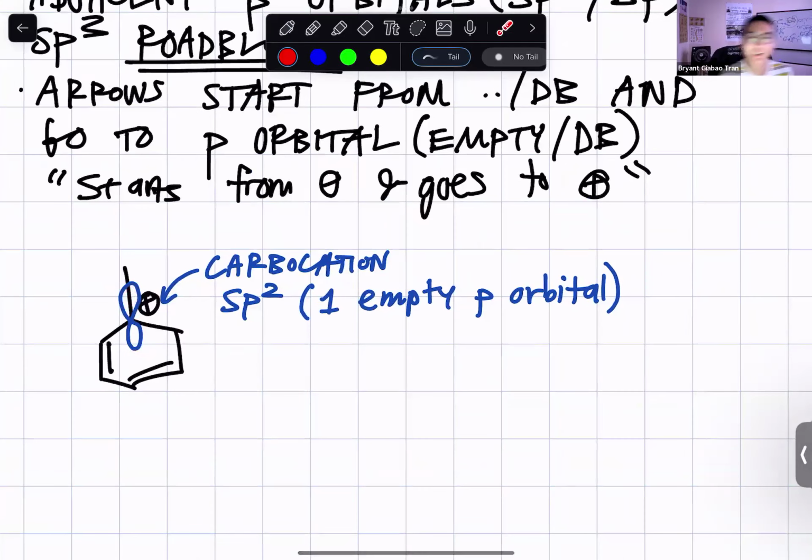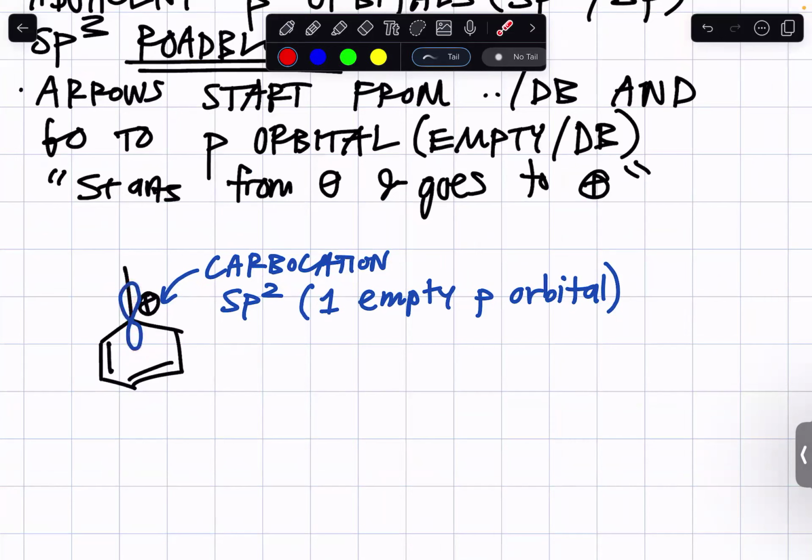So what do you think can fill in that void, fill in this p orbital here? Which electrons can move there? Can it go to the double bond to the left? Yes, the double bond at the left is the one that's going to be moving.